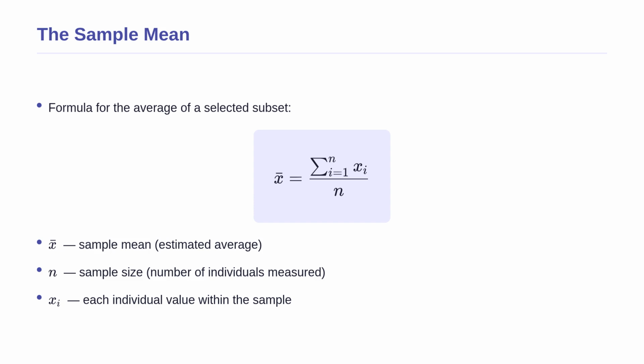The symbol x bar represents the sample mean. The lowercase n represents the sample size, which is the number of individuals we actually measured. The lowercase x sub i represents each individual value within our sample. By comparing x bar to mu, we instantly know whether we are looking at our small sample or the entire population. Let us see this in action.